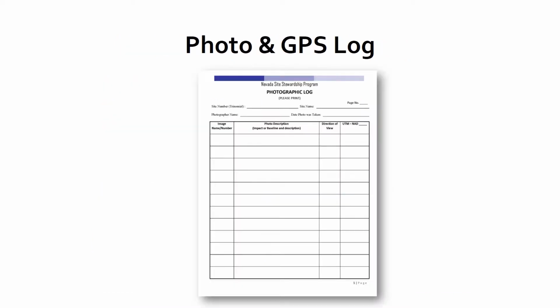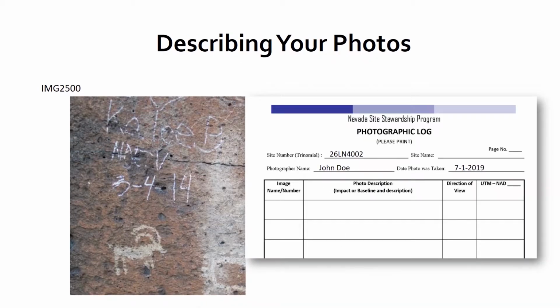I've talked about taking photographs, but we have to record what our photos are taken of, the direction of view, and the location the photos were taken from. For example, this is a photo here, and the photo log. So this is image 2500, and the description explains what's in the photo. White graffiti above the sheep glyph, and the letters and date. And then the direction of view that you're taking the picture from, and then the location you were standing when you took the picture. So if law enforcement went back out, they could put in that coordinate in their GPS, stand at the location, look northwest, and see the image that you described.